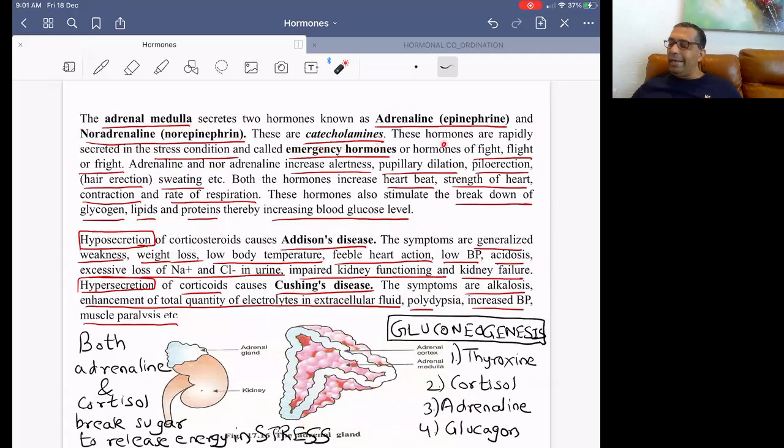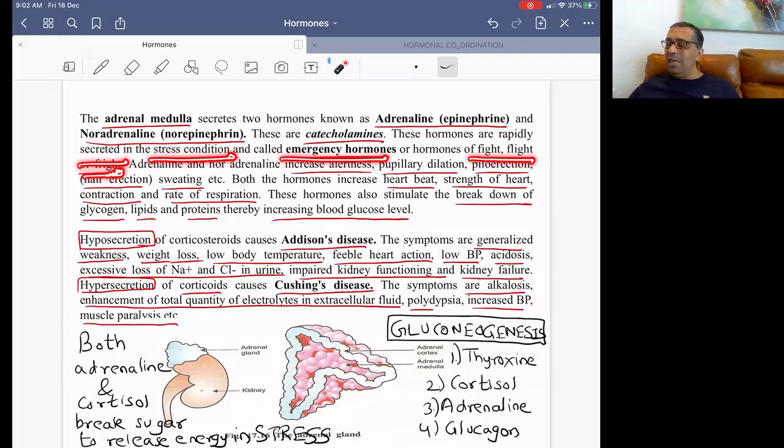These hormones are rapidly secreted in stress conditions and are called as emergency hormones or hormones of fight, flight, or fright. Whenever a person is in a fright, डर गया है, or he's in a fight, or he's in a flight, भाग रहा है, तो ये सब स्ट्रेसफुल कंडीशन है. Person is psychologically frightened, or he's into a fight with someone, or he's running. Flight means the body is not at rest.